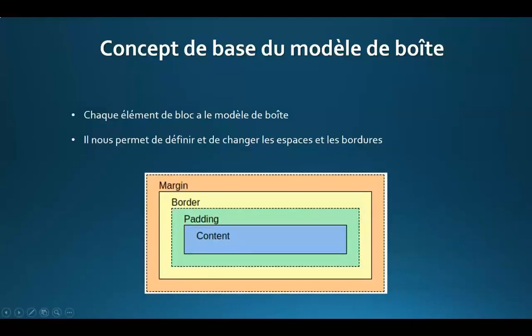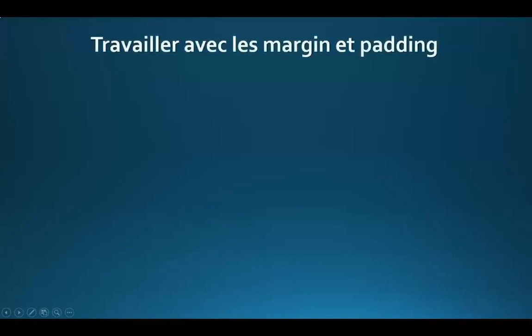So, here is what the box model looks like. You can see in blue we have the content, and between the content and its border we have a margin called the padding. As for the margin, it will be outside the border. We will see this in practice later. Then, how to work with the margin and the padding.